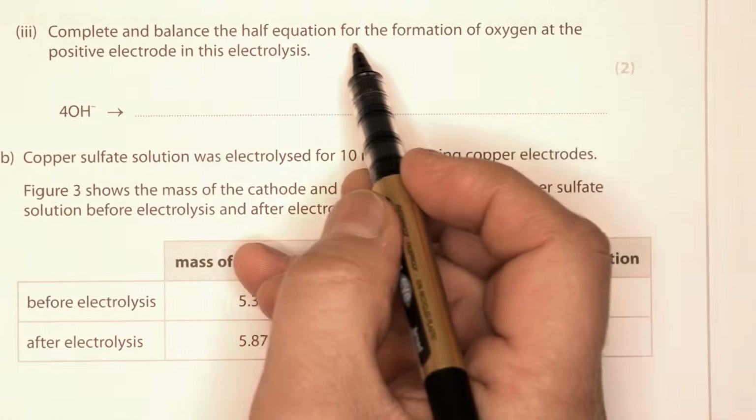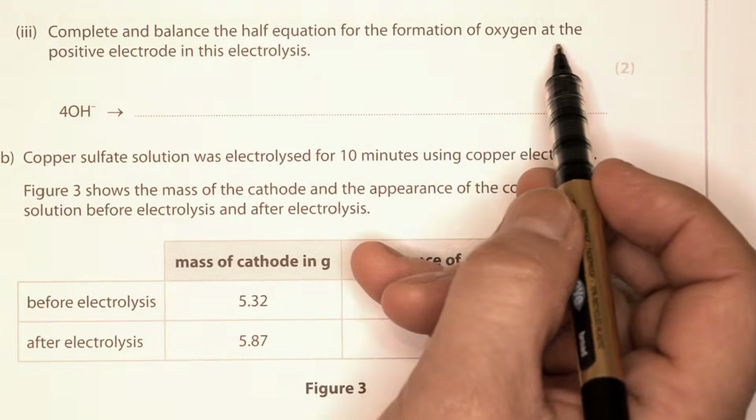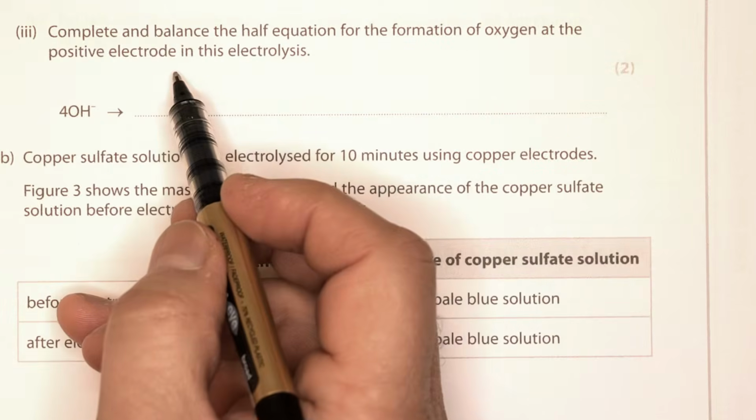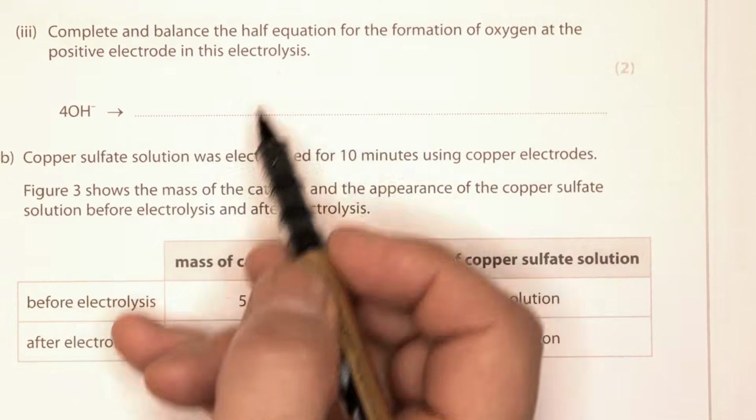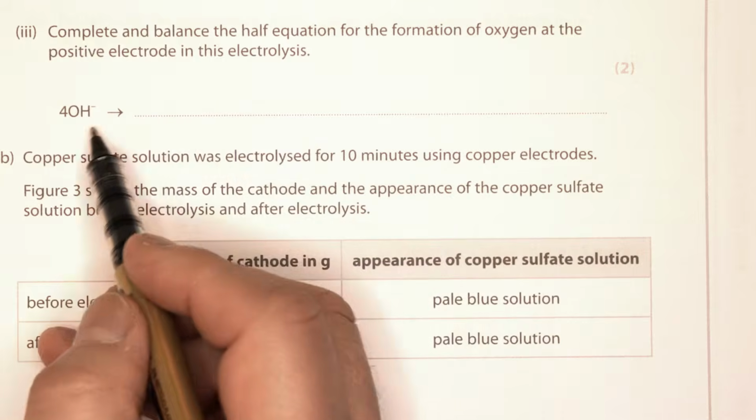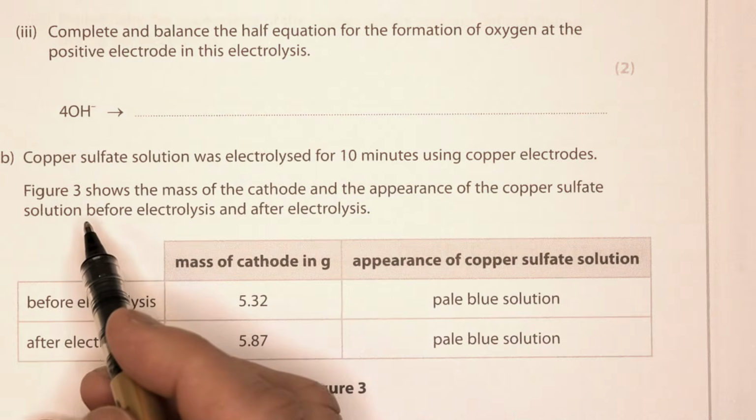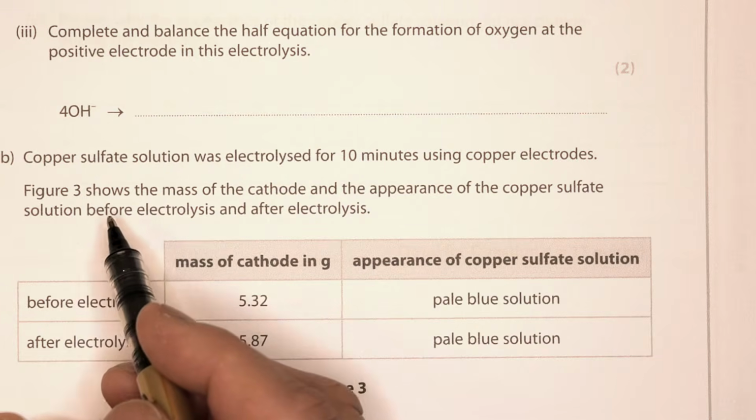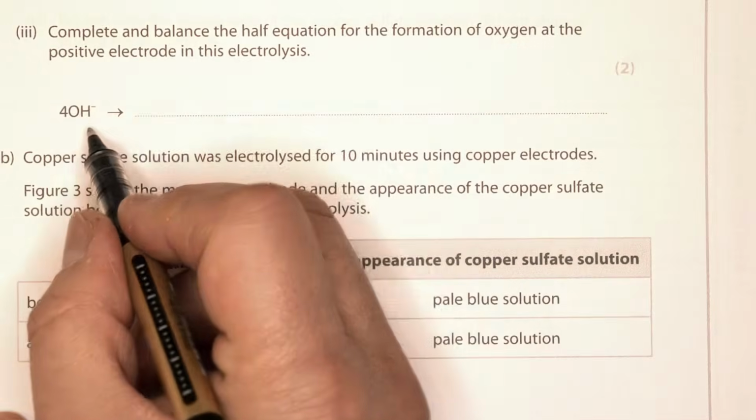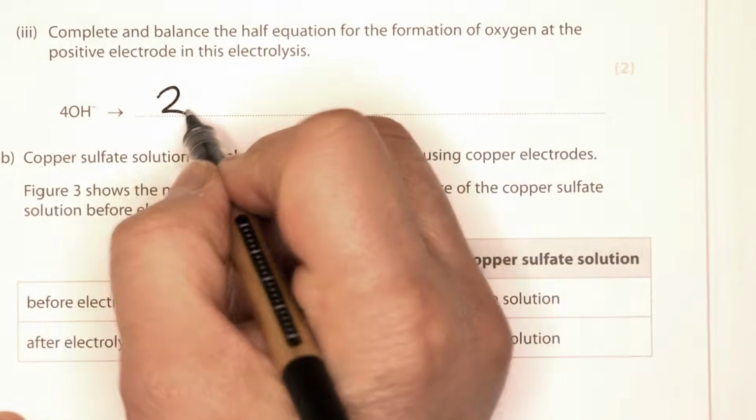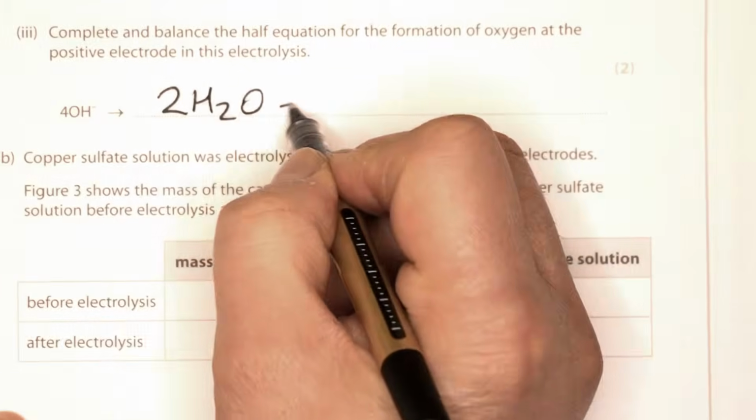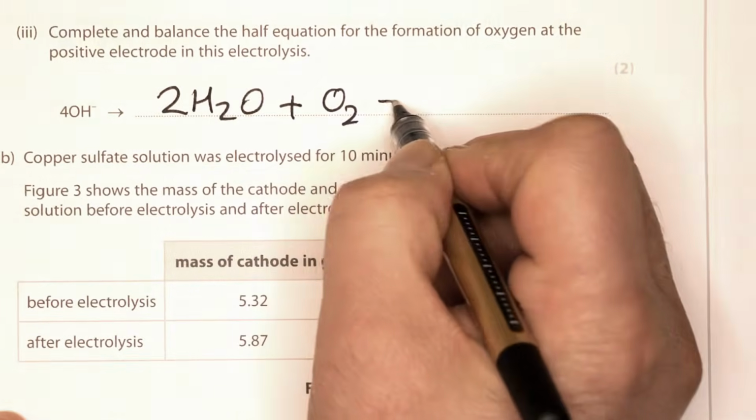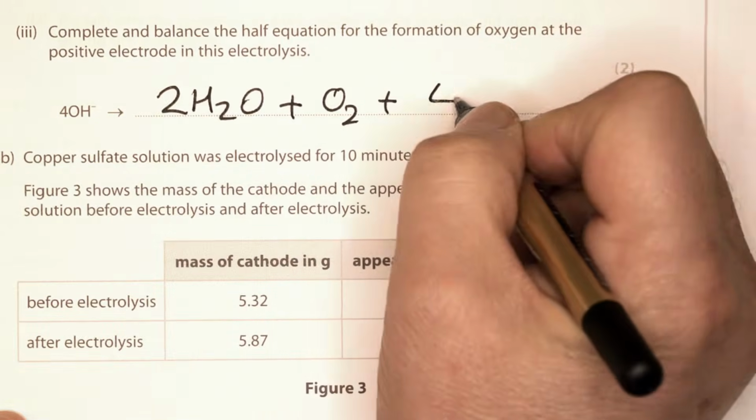Complete and balance the half equation for the formation of oxygen at the positive electrode in this electrolysis. So it's asking, how do we get oxygen gas from these hydroxide ions? Well, I'm afraid this equation is one that you're probably just going to have to remember. They break down to form 2 water molecules and an oxygen molecule, and also 4 electrons.